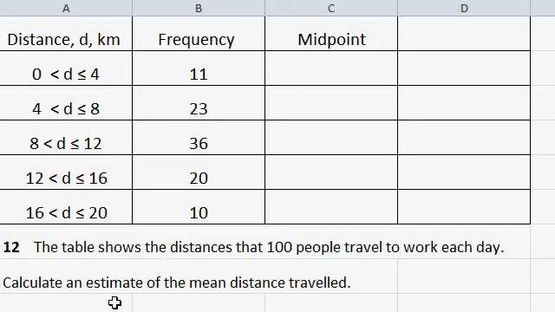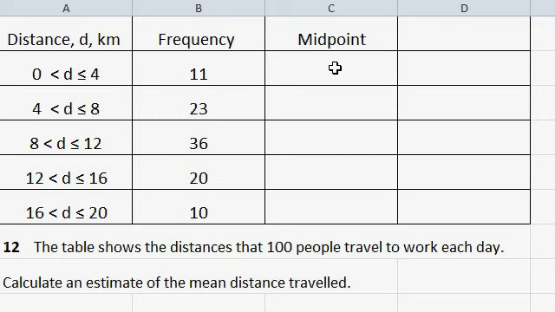You have to calculate an estimate. That's a very important word, an estimate. So it doesn't have to be exactly correct, but it has to be a consistent estimate of the mean distance traveled. The mean is a type of average. That's when you add up all the values and you divide the answer by the number of values that you added up.